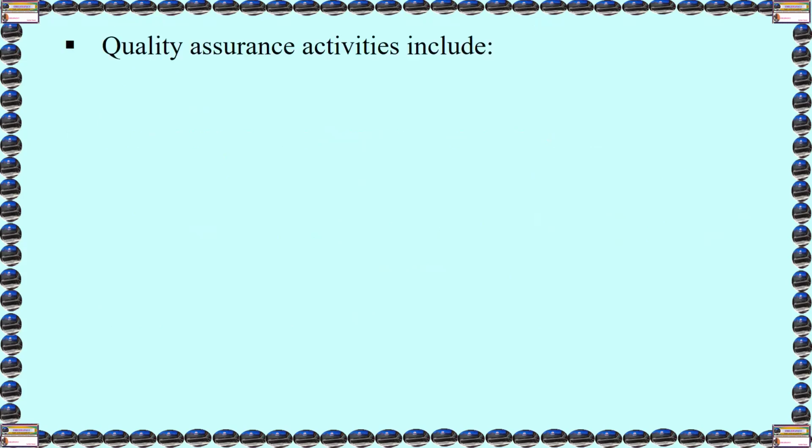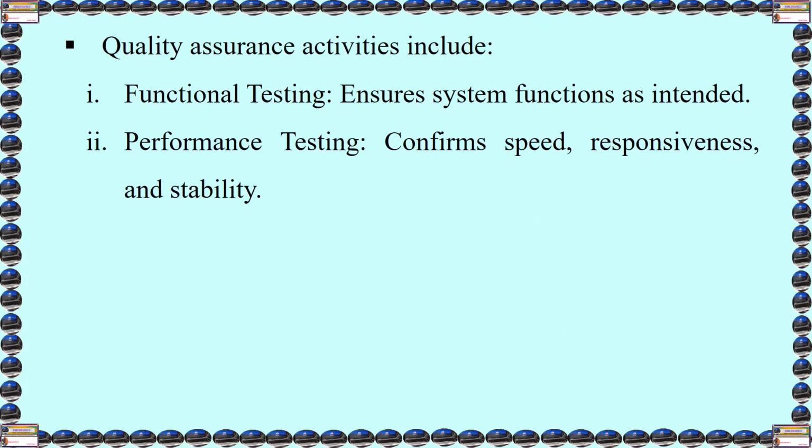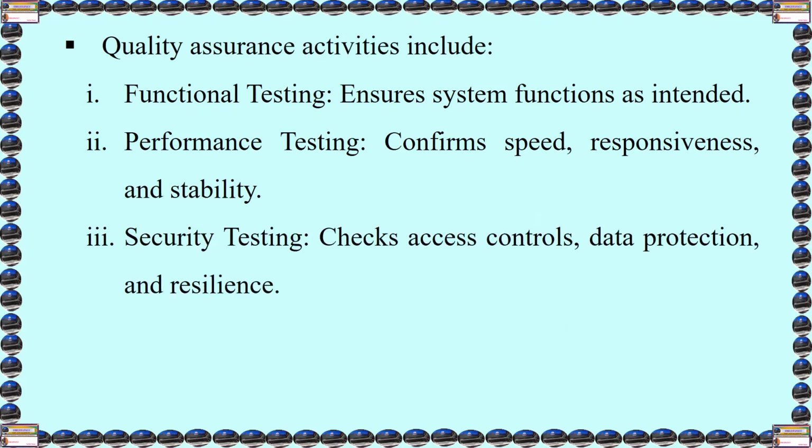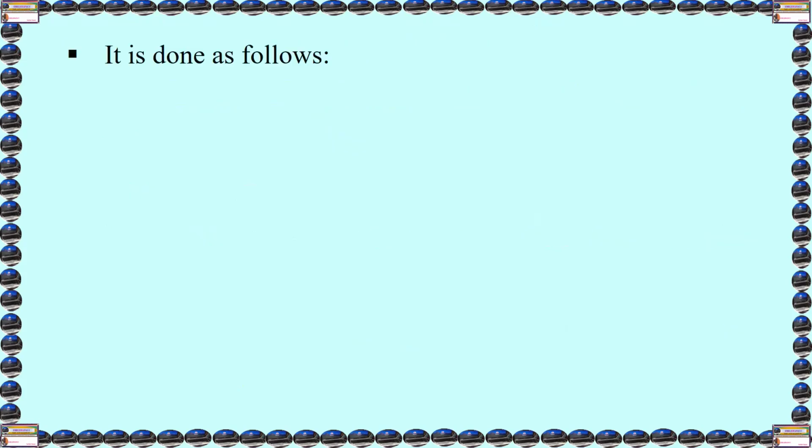Quality assurance activities include the following. One, functional testing. This ensures the system functions as intended. Number two is performance testing. This confirms speed, responsiveness, and stability of the system. Number three is security testing, which entails checking access controls, data protection, and resilience. Number four is user acceptance testing, or UAT, which ensures that the system meets the end user expectations.